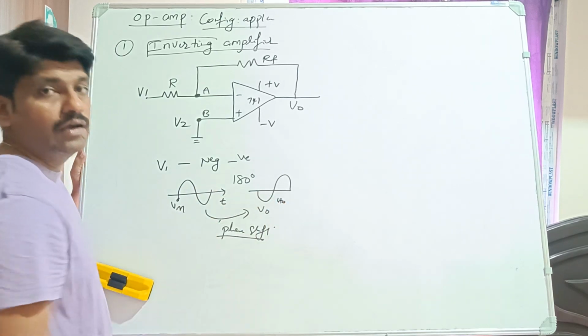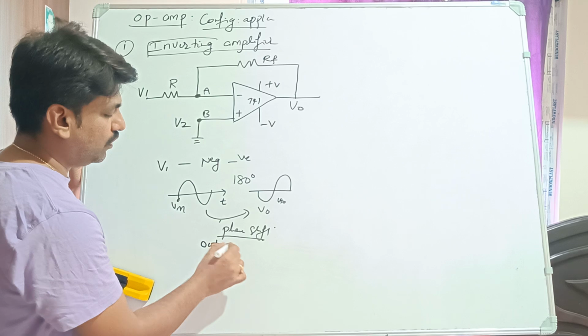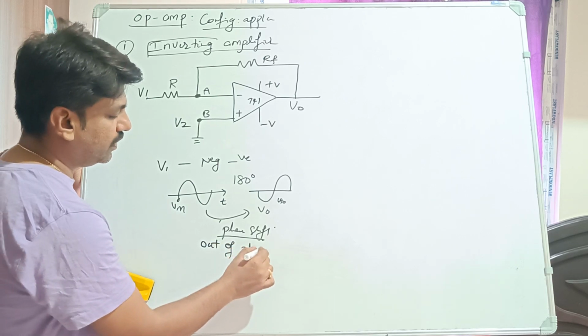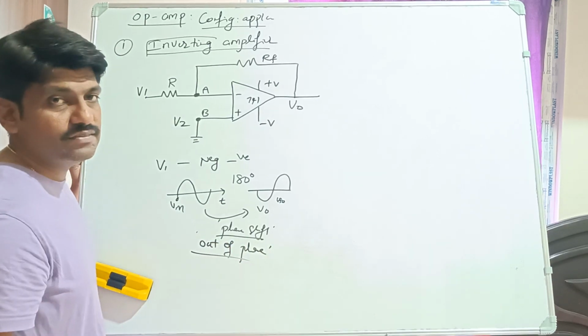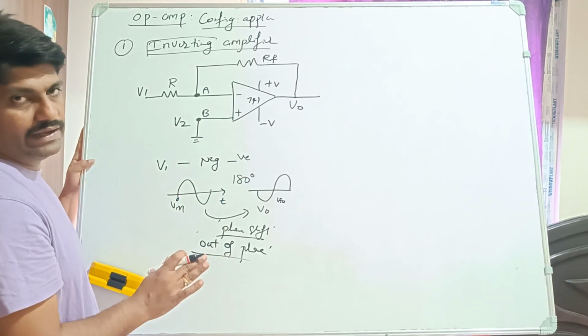So the difference is 180 degrees. That is the meaning of out of phase. Both the input and output are not in phase. Those are out of phase. So we should prove this mathematically, right?